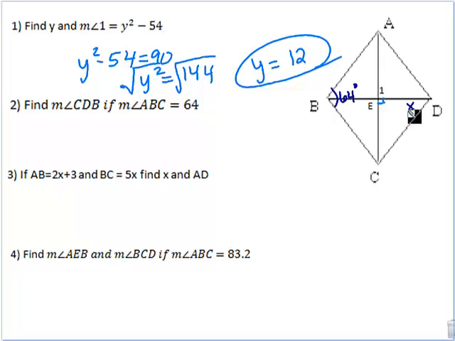Yeah, we just have to divide it by 2. Why can we just divide this by 2? Yeah, because it bisects the angle, so we can just take 64 and divide it by 2. So what does that give us? So 32 degrees.